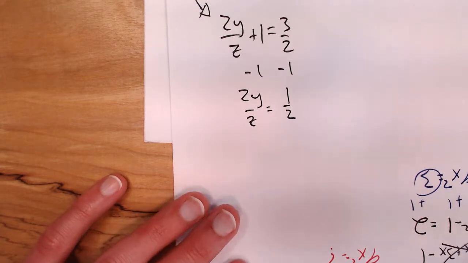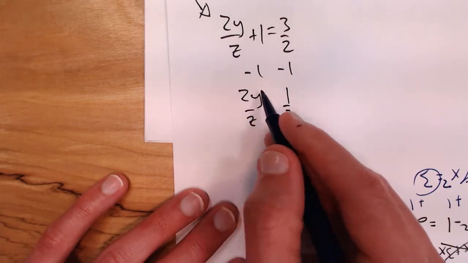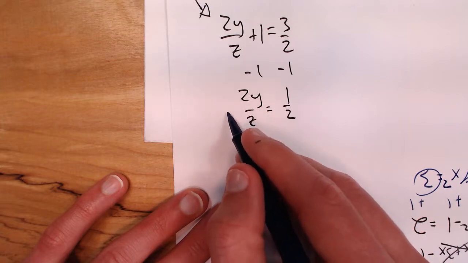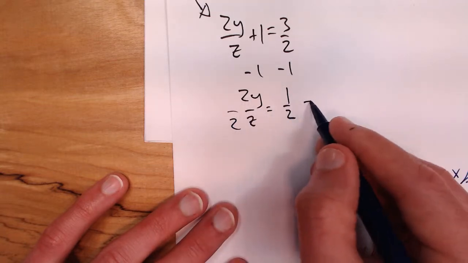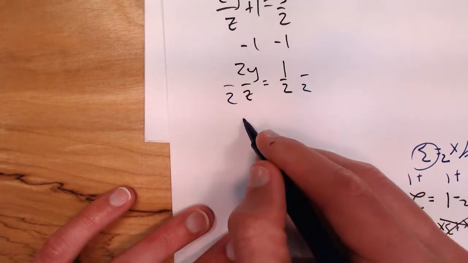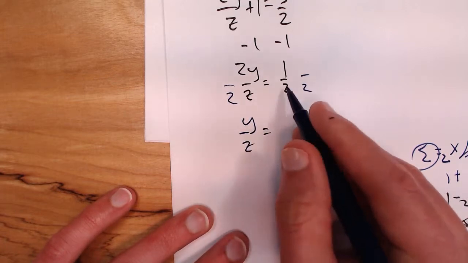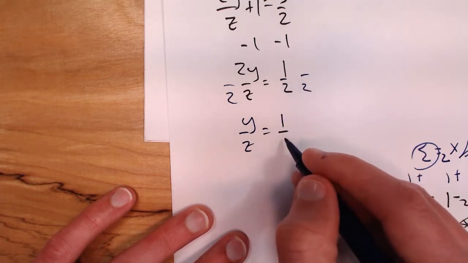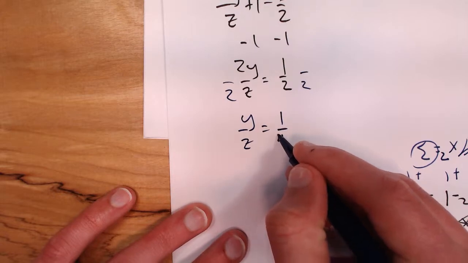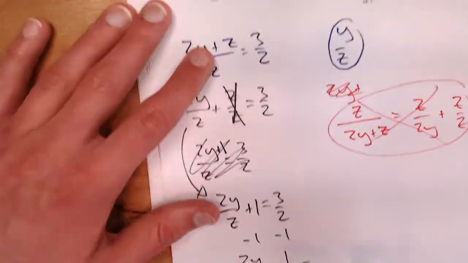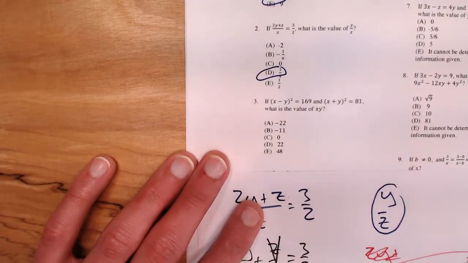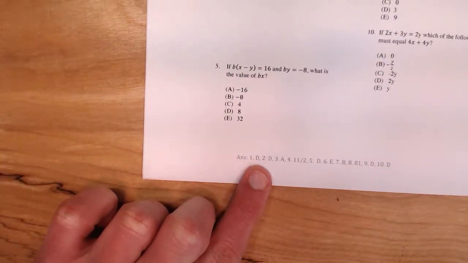And now how do I get y over z alone? I divide both sides by 2 to make this 2 go away. Okay, so I get y over z. And now what is 1/2 divided by 2? It's 1/4. You can use your calculator if you want. And that is our answer. So y over z is equal to 1/4, which is answer choice D. And that matches my answer key.